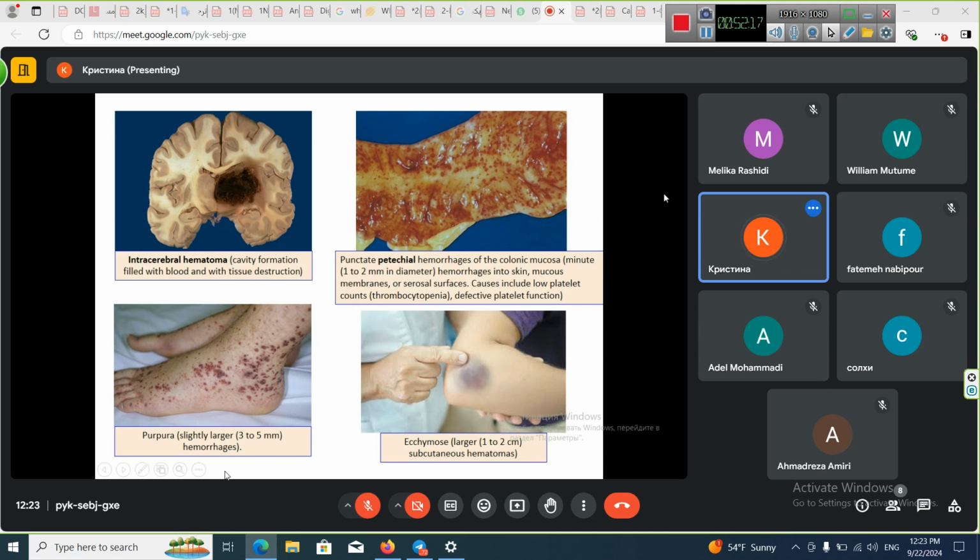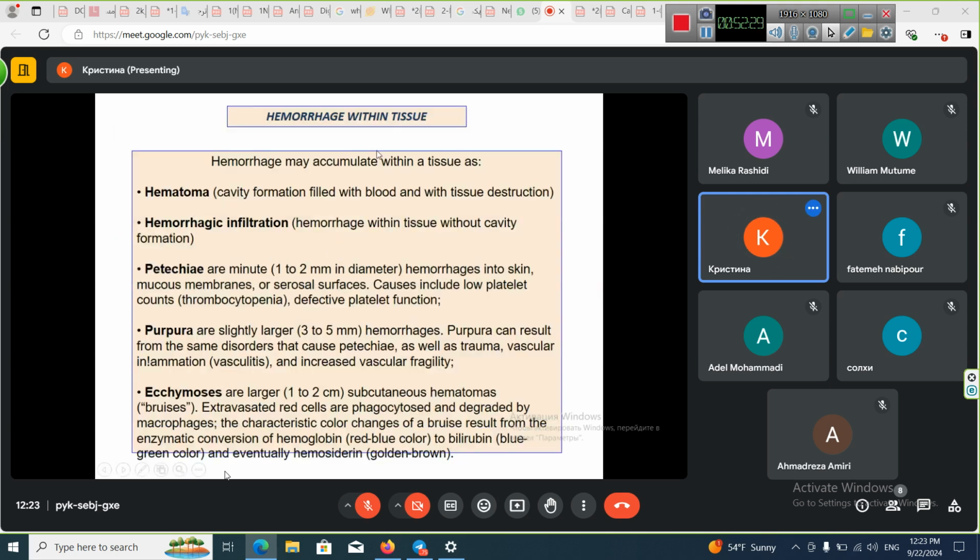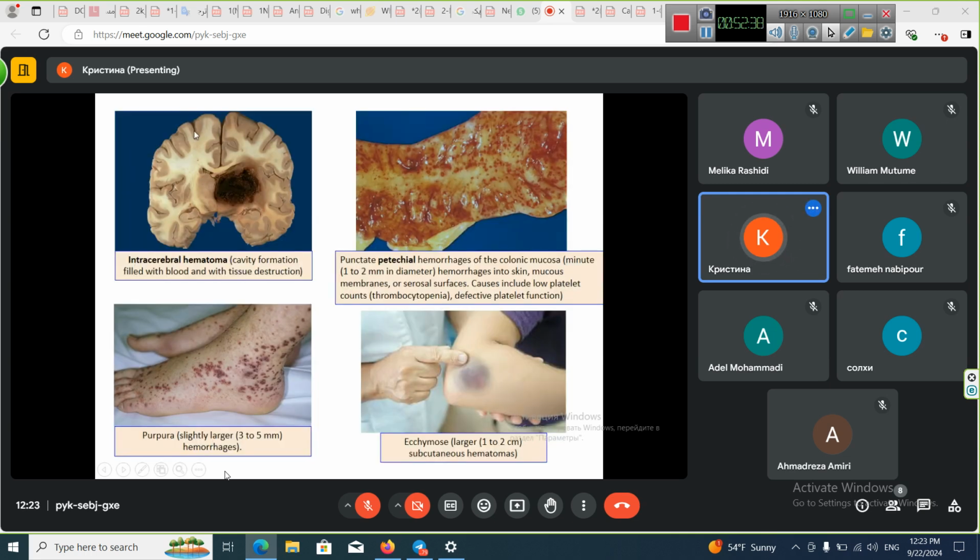Here in this picture you see anatomical preparation and the view of legs and arms. These pictures show different types of hemorrhages, such as hematoma, hemorrhagic infiltration, petechiae, purpura, and ecchymosis. So this picture shows intracerebral hematoma, which is here. Damaged tissue is very well seen. It is the cavity filled with blood and destroyed tissue. Brown color is because of hemosiderin and dead tissue here.